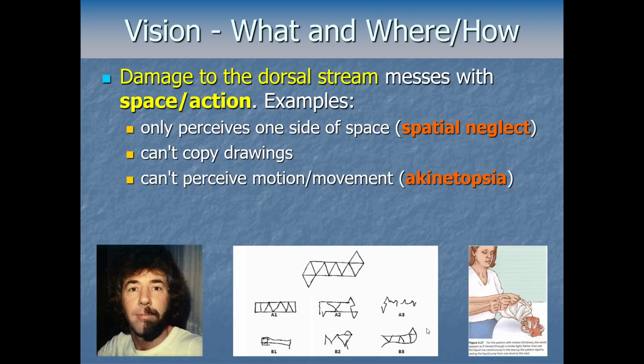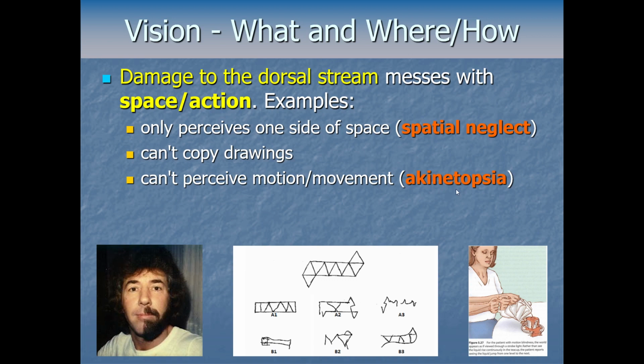There's also a condition where, if a certain part of this pathway gets damaged, like area MT, the motion area in the brain, late in the occipital lobe toward the parietal lobe, people get what's called akinetopsia, where they can't perceive movement or motion.